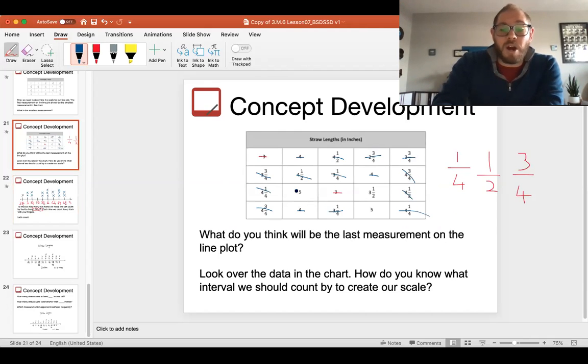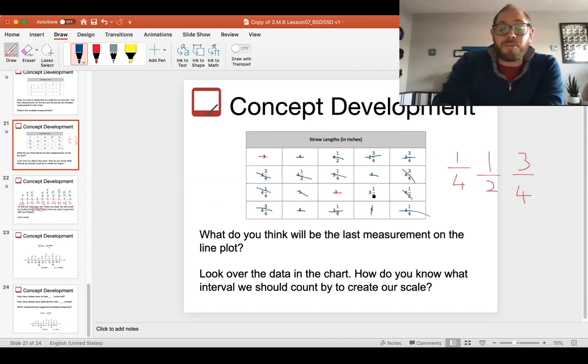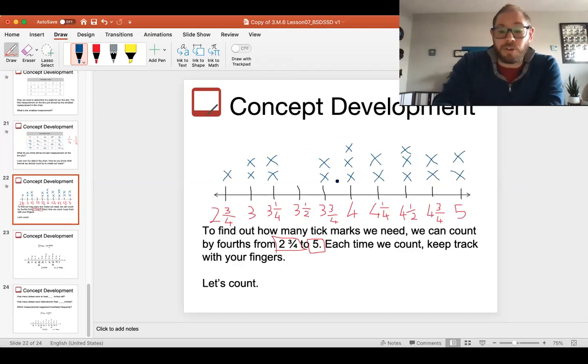All right, let's go to our chart again. 5. There's 1 5. There's 2 5s. So I'm going to put how many x's above my 5? 2 x's above my 5. There we go. Our next one, 3 and 1/2. I'm going to count them up. 1. And I think that's it. So 3 and 1/2 gets 1.